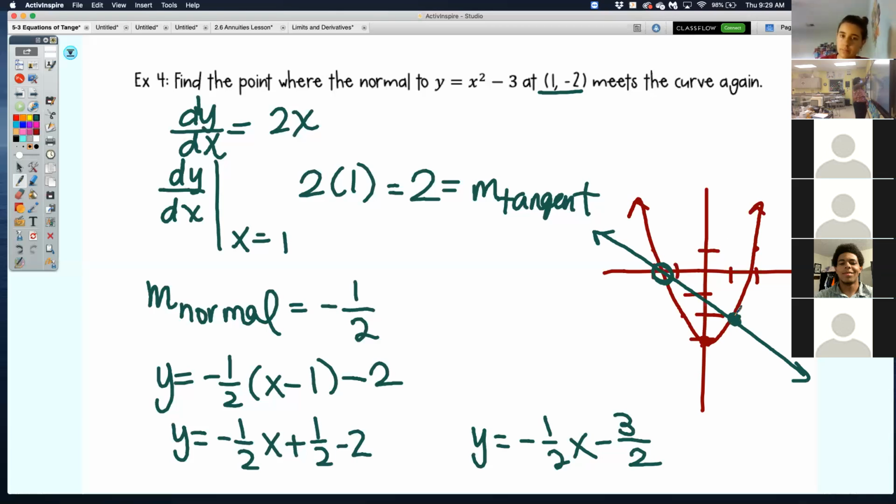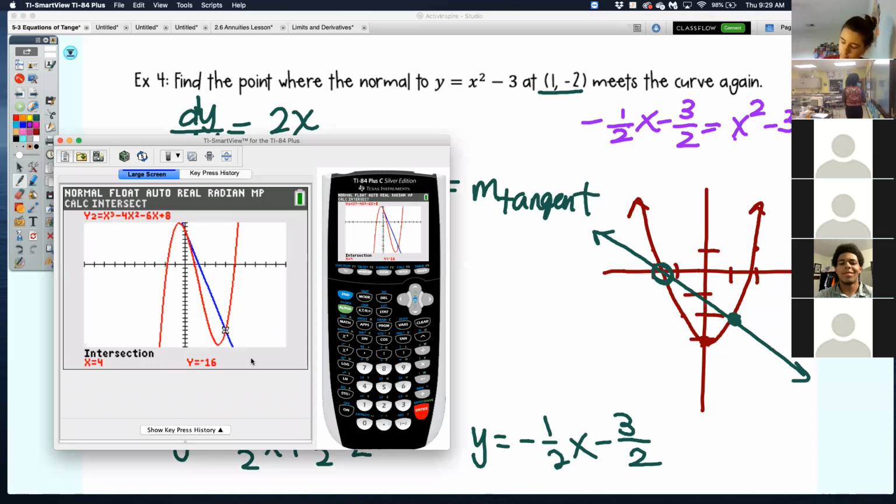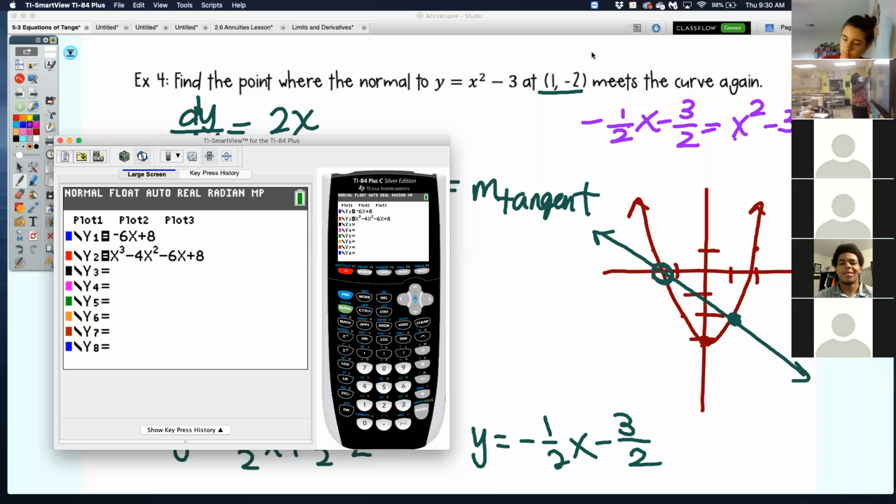So again, I go into my calculator and I'm looking for where negative 1/2 x minus 3/2 is going to equal x squared minus 3. I'm looking for that intersection point, the full point. Everyone should be in their calculator figuring out where they intersect again.